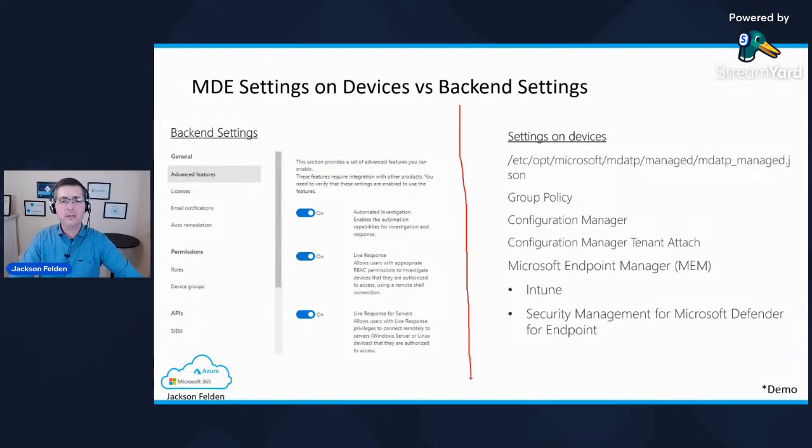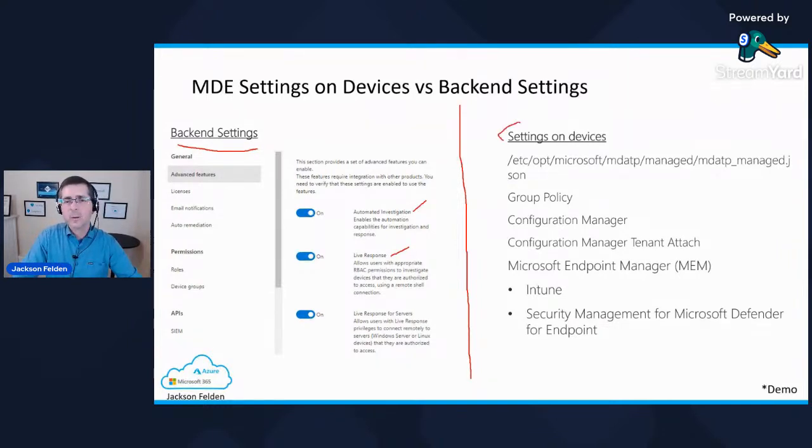But in that configuration, there are two parts. The first one is what I call the backend settings, and these are the general settings that will affect the whole tenant. For example, if I want to have the automated investigation or not, or if I want to allow my security team, when doing the analysis, to connect to the devices via live response and eventually run some additional PowerShell commands and so on. Whatever I do here is applied for my entire tenant.